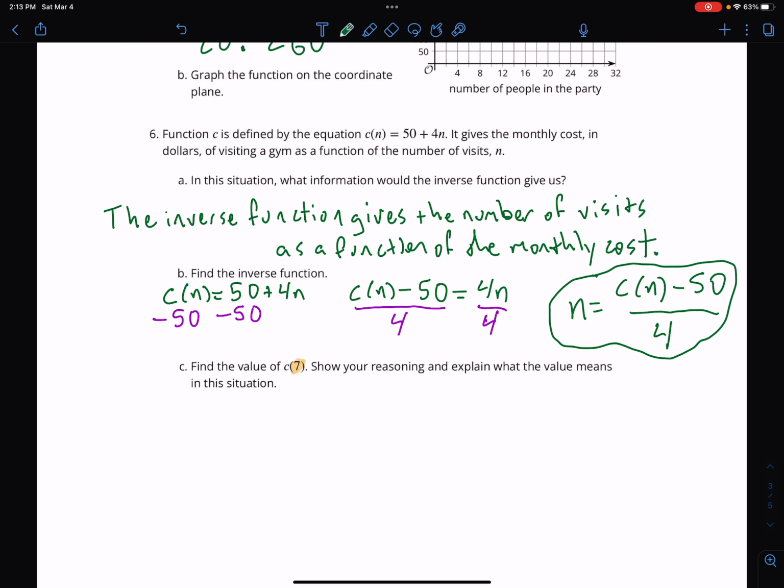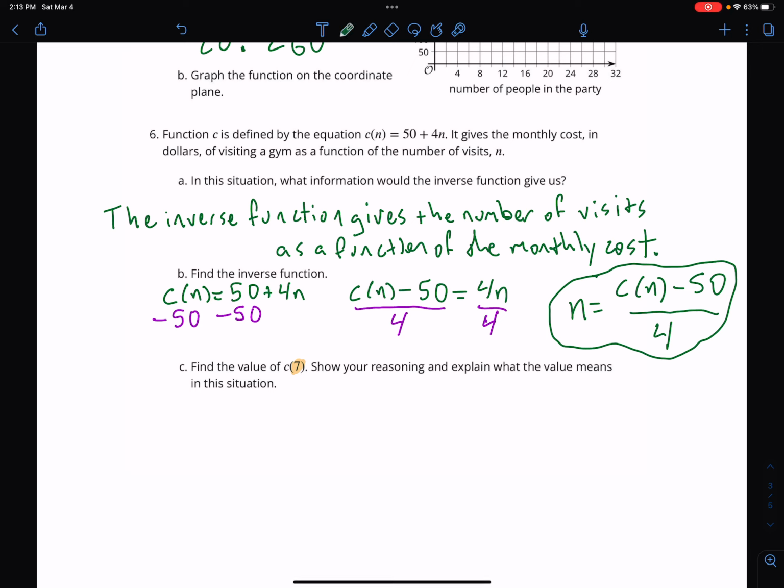Okay, so return to the original thing. Take this C of 7. They want you to take this and do something with it up here, with this original equation they gave us. So why do you think they would take this 7 right here, I've highlighted in orange, and plug it in there where there used to be an n? What do you think they want us to do? Take the 7 and swap it out for the n over here. What they're asking is, what would be the cost if we went to the gym 7 times?